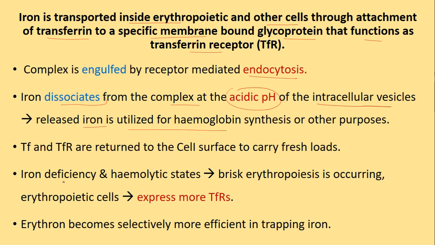So what happens in case of iron deficiency or hemolytic status? In the hemolytic status, brisk erythropoiesis will be seen in the erythropoietic cells, where there will be increased expression of transferrin receptors.